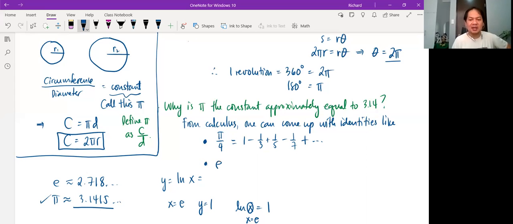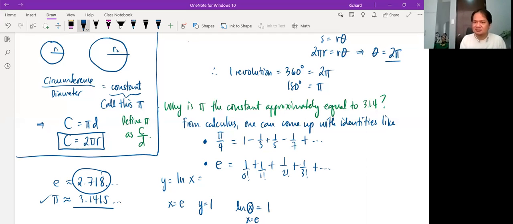On the other hand, E naman is 1 plus 1 plus 1 over, it's actually 1 over 0 factorial plus 1 over 1 factorial, 1 over 2 factorial plus 1 over 3 factorial. So may power series din. And this is what leads us to the 2.718 approximation for E. All right. So I like those questions. So how is pi defined? The ratio of the circumference over the diameter. Because all circles are similar, it's not going to matter which circle you use. Circumference over diameter will end up as the same thing in our universe.